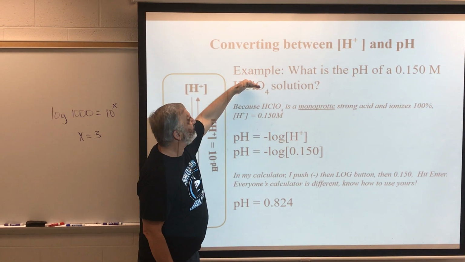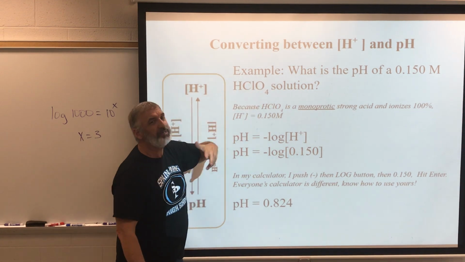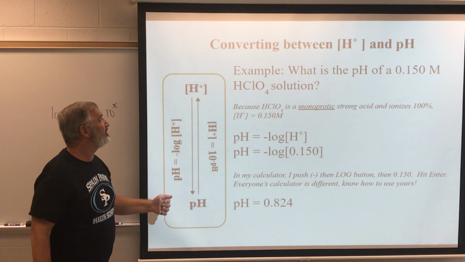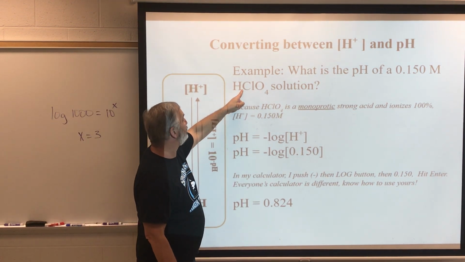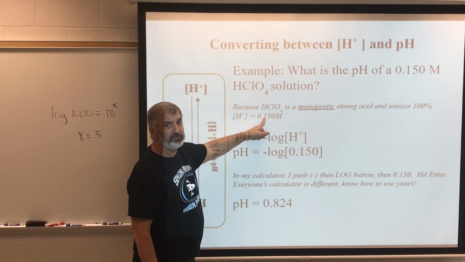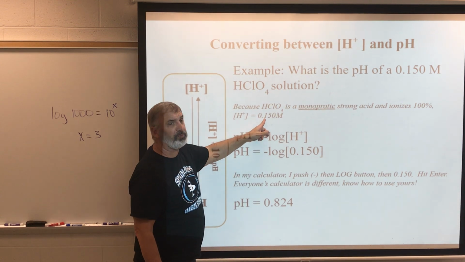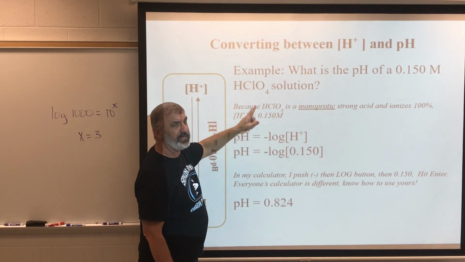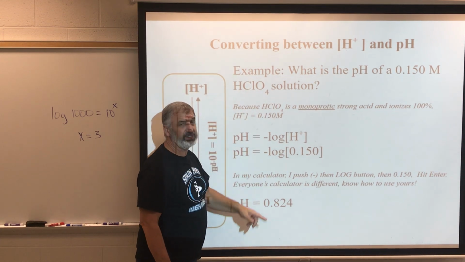If you're given the acid, we're only going to be dealing with strong acids. They ionize completely. You just need to know that if this was H2SO4, we would have to multiply this by 2, so the H plus would be 0.30. But since it's monoprotic, with only one hydrogen, whatever this concentration is, you get that.